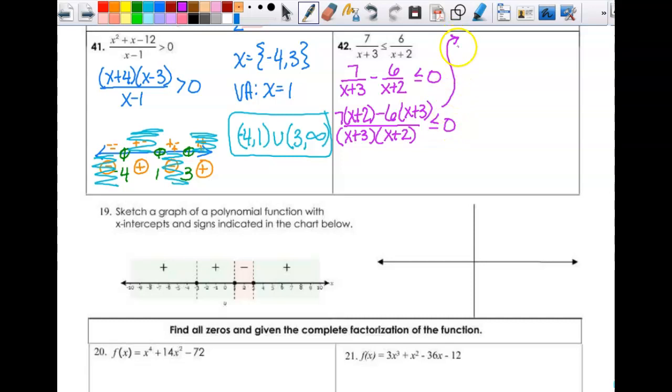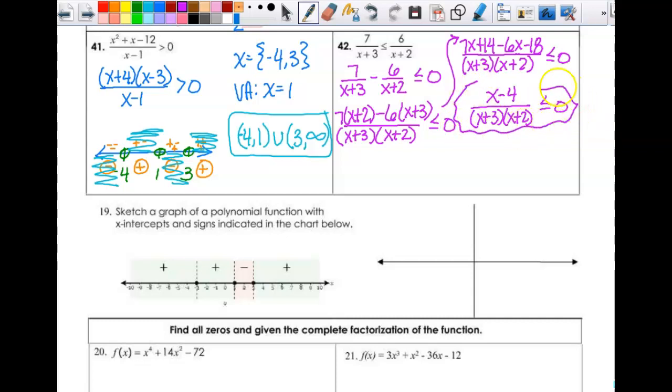I'm going to move my work up here. My denominator is still x plus 3 times x plus 2. The numerator would give me 7x plus 14 minus 6x minus 18 less than or equal to 0. Then 7x minus 6x is x minus 4 over x plus 3 times x plus 2 less than or equal to 0. So this is what I use to figure all the rest out.